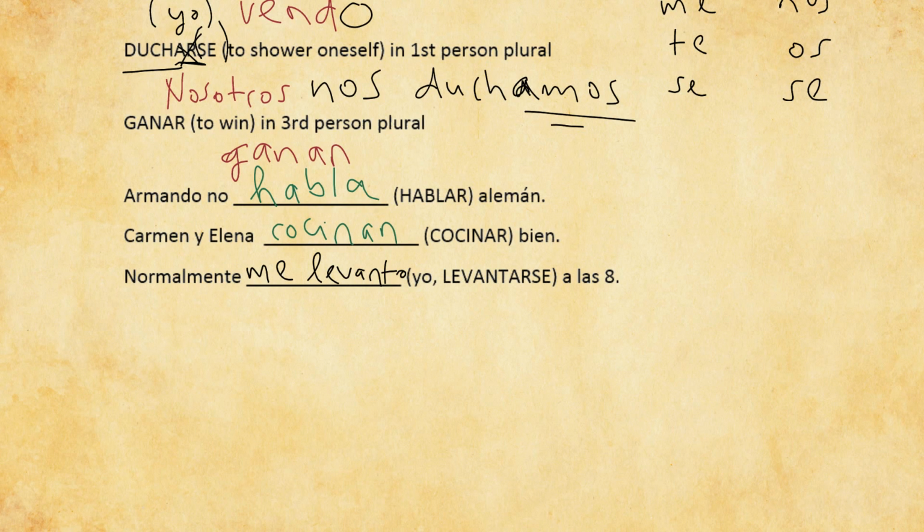Okay, so we've covered some of the exercising using regular verbs in the present simple tense, and we'll take a look at some irregular ones in the future video.